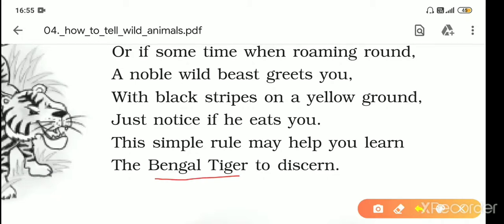Children, let us see first the word meanings of this stanza. Firstly, noble. Noble means aristocrat. Ground means background. And next, the last word of this stanza, discern. Discern means recognize.